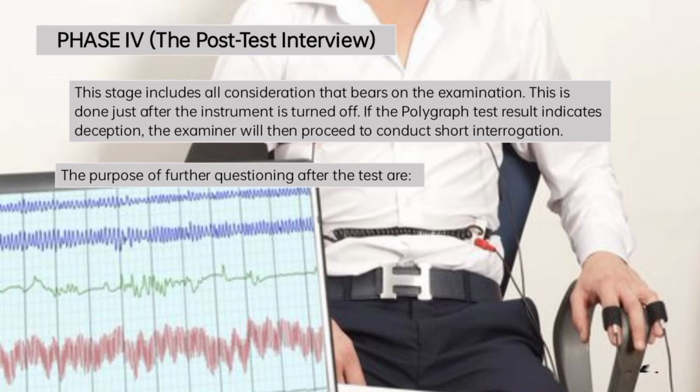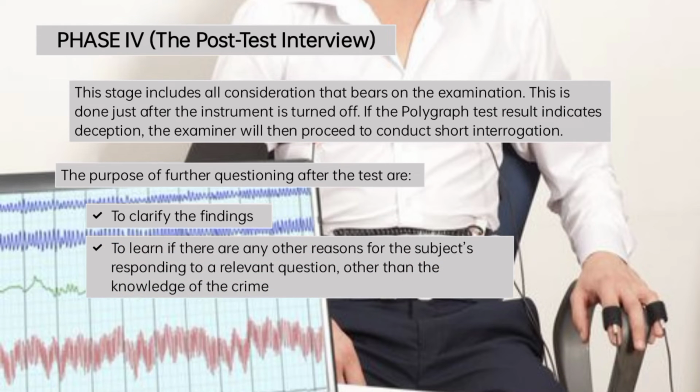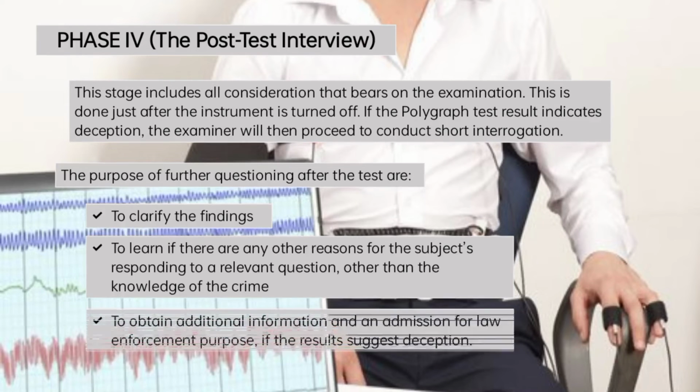The purposes of further questioning after the test are to clarify the findings, to learn if there are any other reasons for the subject responding to relevant questions other than knowledge of the crime, and to obtain additional information and admissions for law enforcement purposes if the result suggests deception.